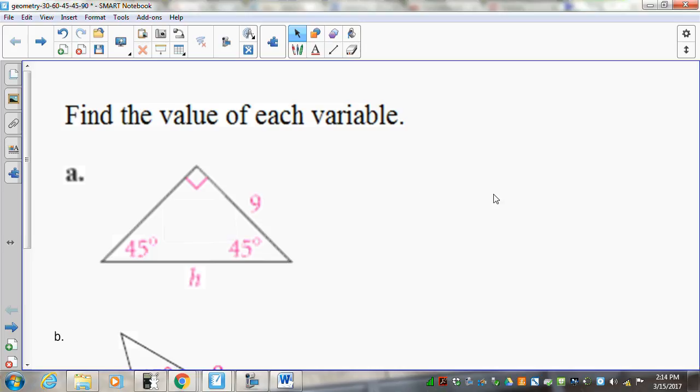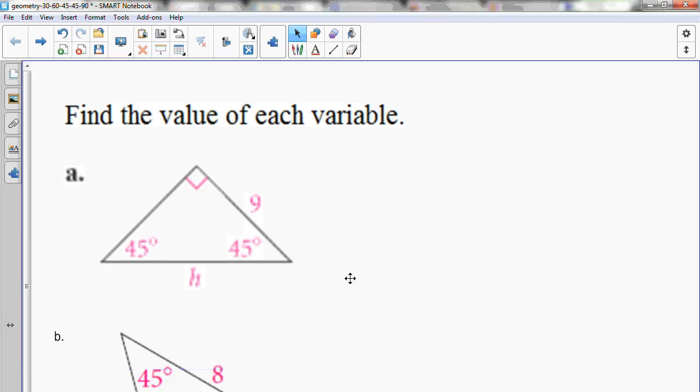So, all right, this first one is not really an ACT question. Now look at that very first one on your packet there. I'm going to switch it over. All right, we just got a couple of 45, 45, 90s, and we have to find a missing side.